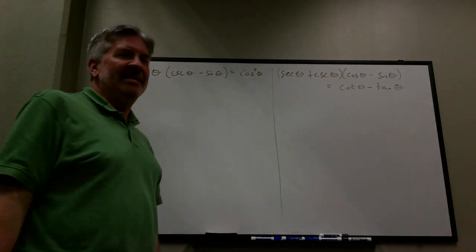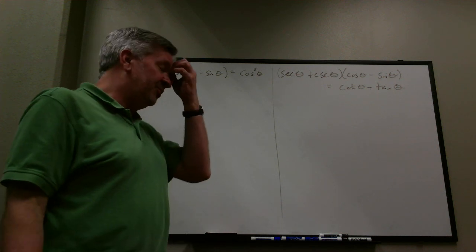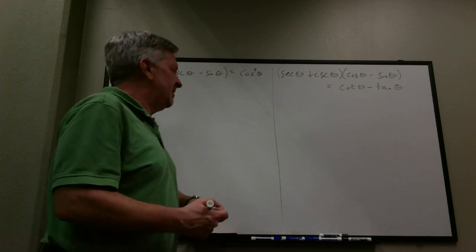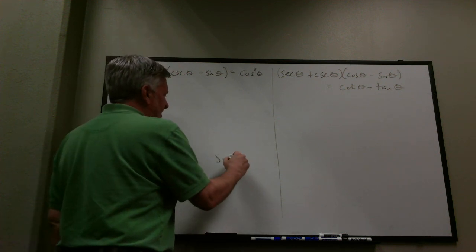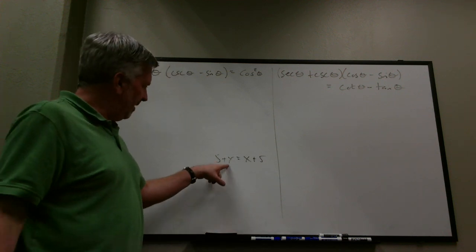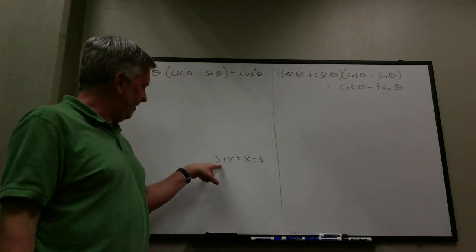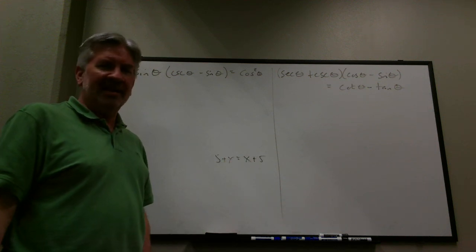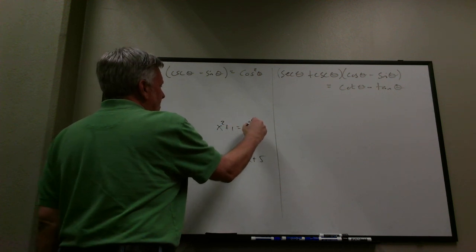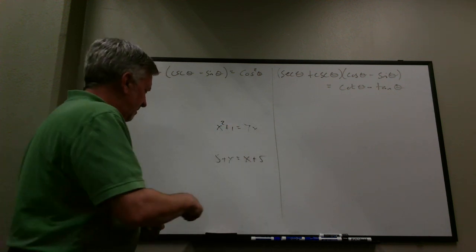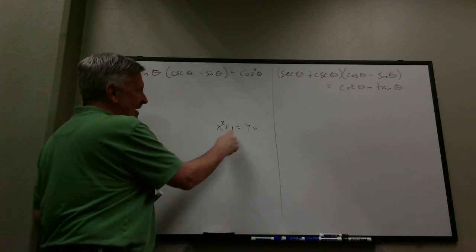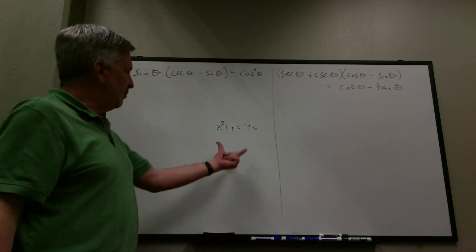All right, so what is an identity, first of all? You've probably seen this phrase in previous courses. For example, if I said 5 plus x is x plus 5, right? That's an identity because no matter what number you plug in for x, this side will equal that side. And if I said x squared plus 1 is 7x, notice this is not an identity, because if I plug 0 into both sides, I get 1 equals 0, and that's not true.